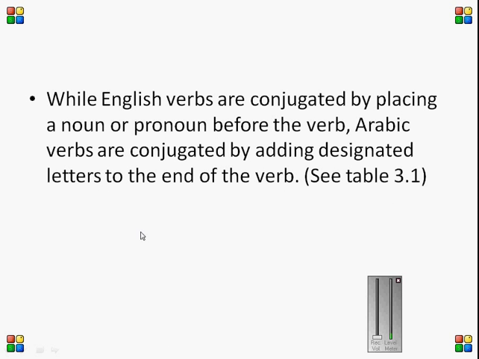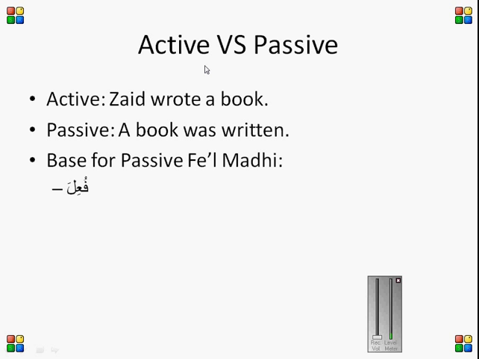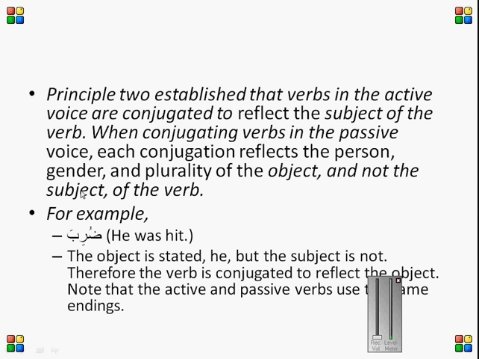And while English verbs are conjugated by placing a noun or a pronoun before the verb, Arabic verbs are conjugated by adding designated letters to the end of the verb, which we'll see later on in the slideshow. Active versus passive. Active: Zaid wrote a book. That's an example of an active verb, right? Passive would be a book was written, right? So the subject is not mentioned, just the object. The base for the passive fi'l madi is fu'ila, right? So what was it for the active? It was fa'ala. For the passive, it's fu'ila.